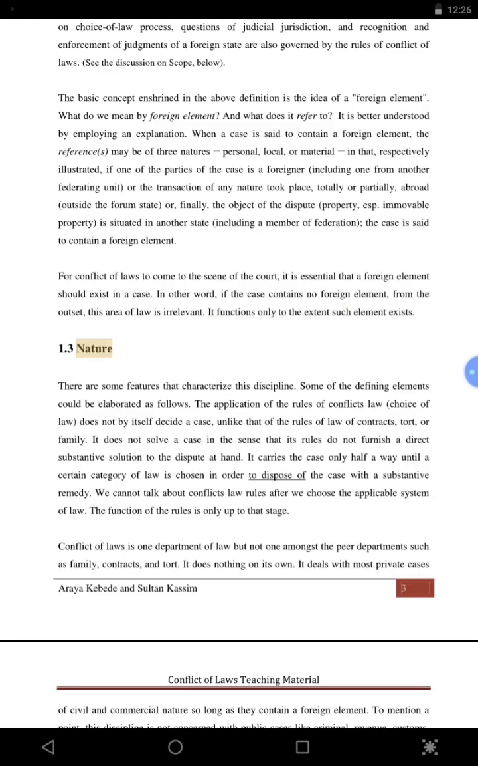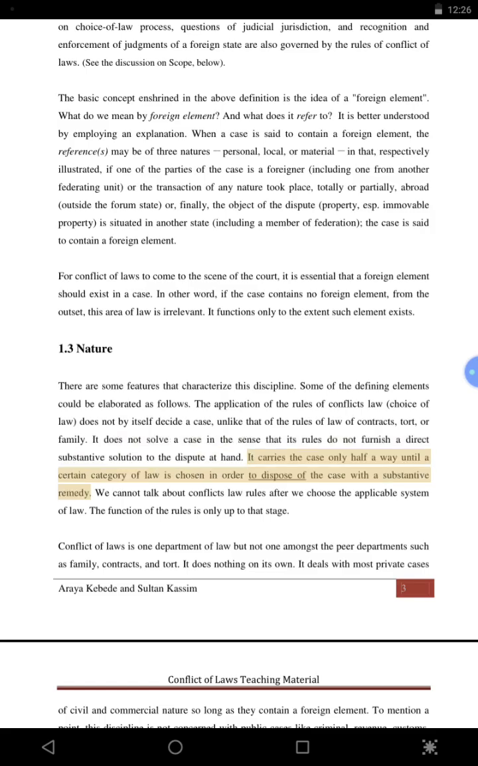1.3 Nature. There are some features that characterize this discipline. Some of the defining elements could be elaborated as follows. The application of the rules of conflicts law, choice of law, does not by itself decide a case, unlike that of the rules of law of contracts, tort, or family. It does not solve a case in the sense that its rules do not furnish a direct substantive solution to the dispute at hand.